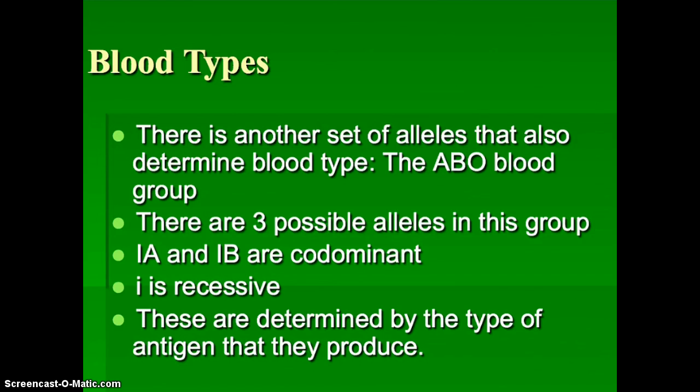So if you have IA and IB, these would be considered codominant, and i is recessive. How we often see this is IA, IB, and little i for our 3 possible alleles. And these are determined by the type of antigen that they will produce.